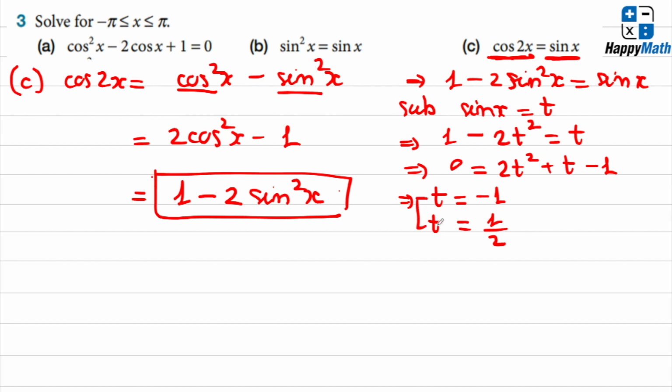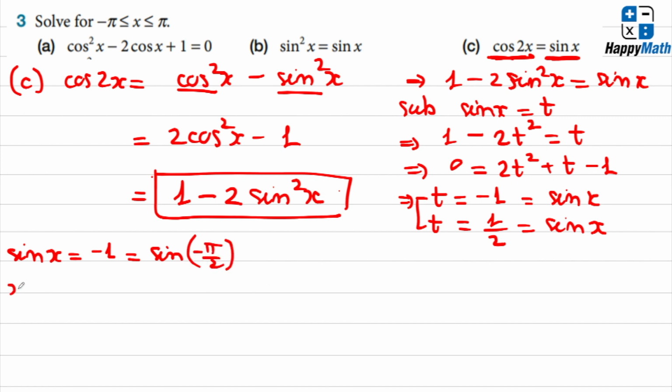1 over 2. Two solutions. This is equal to sine h, and the second one is also sine h. For the first equation, sine h equals minus 1. Sine inverse of minus 1 is minus pi over 2. And for here, you only have one solution, plus 2 pi k.